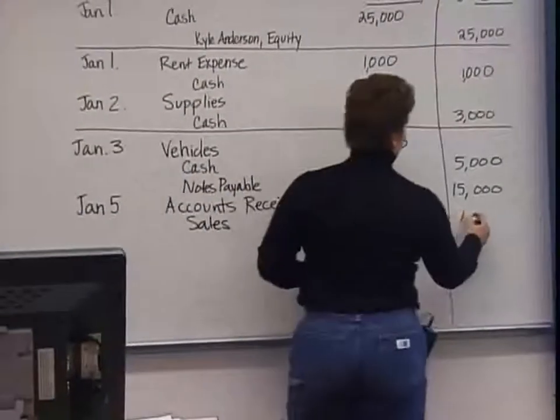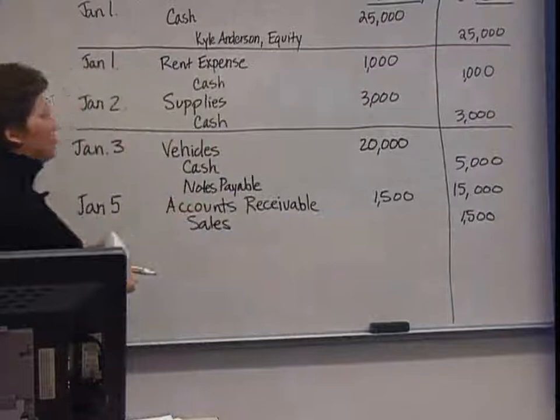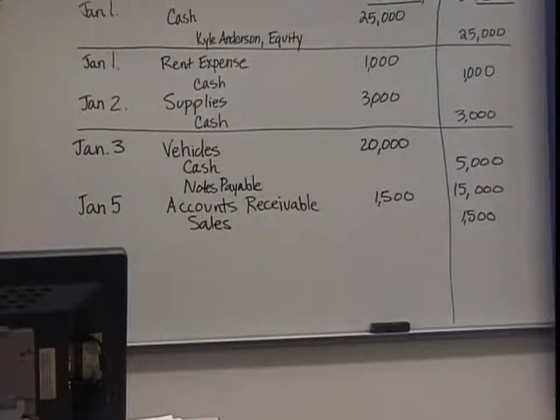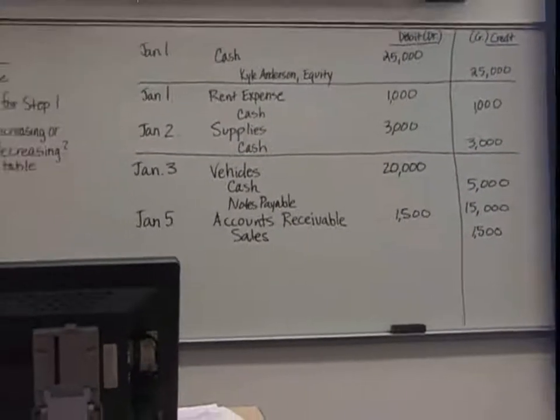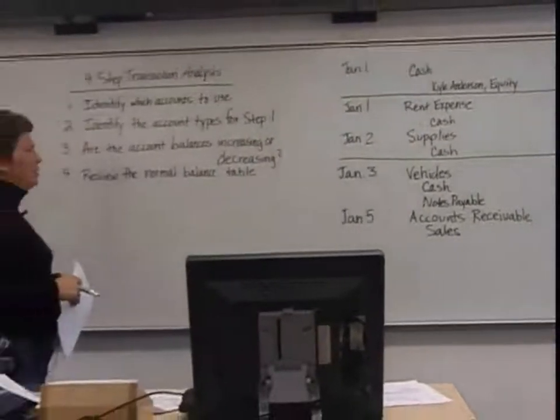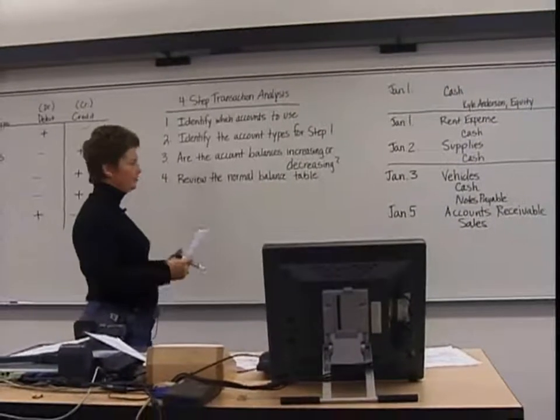for $1,500. Again, the reason that we are not increasing cash is because accounts receivable indicates I've sent the customer the bill, but the customer hasn't paid for it yet. I'm hoping to get that soon in the mail. When I do, then I will take it out of accounts receivable and put it into cash.